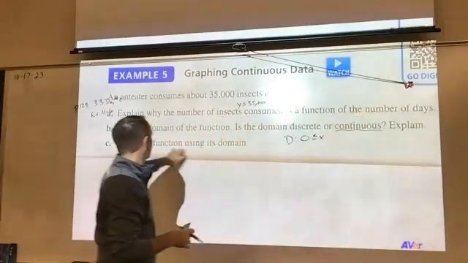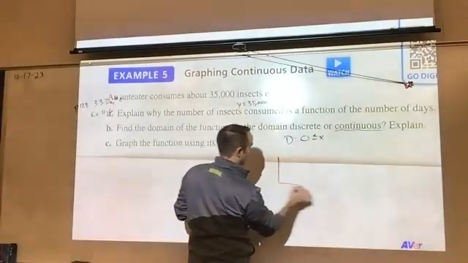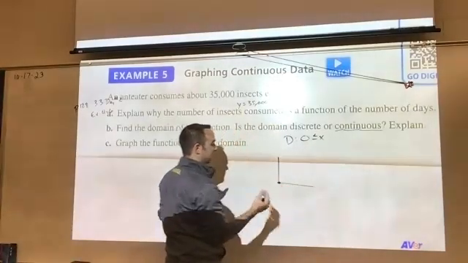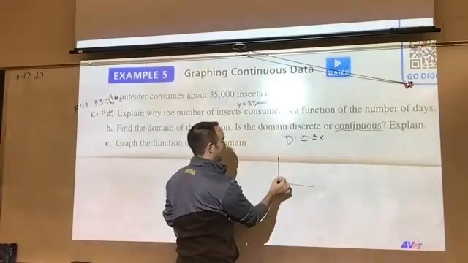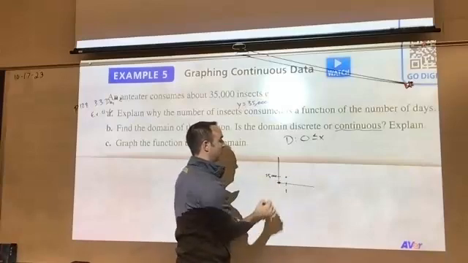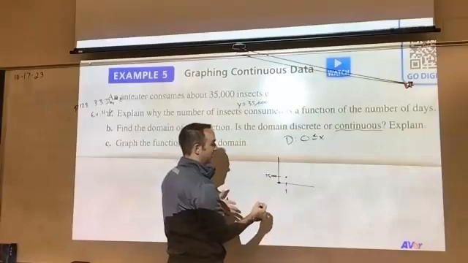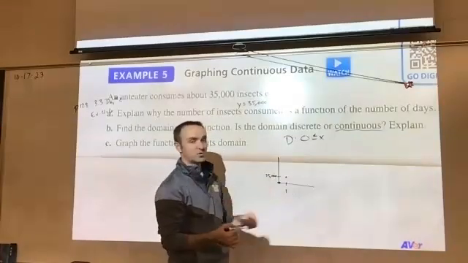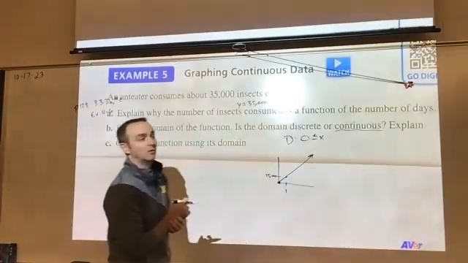So in terms of our graph then, we go to graph this: 0 days, 0 insects. But then after 1 day, I've got 35,000 insects. So I put a dot there. This is continuous, right? It's connected. So I'm going to connect those. And on Big Ideas, all you have to do is put those 2 points, and they're going to draw that line for you, right?